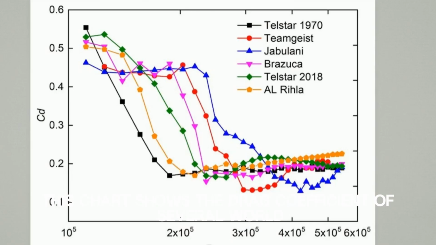This chart shows the drag coefficient of several World Cup match balls plotted against their Reynolds number, which corresponds to flow speed. You can see steep vertical drops where the drag coefficient falls rapidly as speed increases. The precise speed at which a ball hits this drag crisis is dictated by its physical roughness. A rougher surface trips the air into turbulence sooner, meaning the ball enters a low drag state at a lower speed.